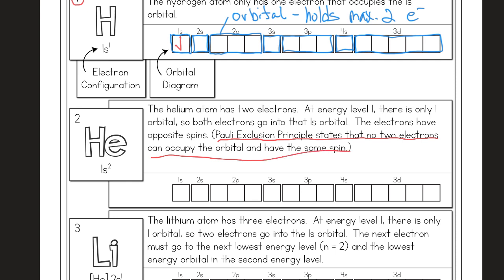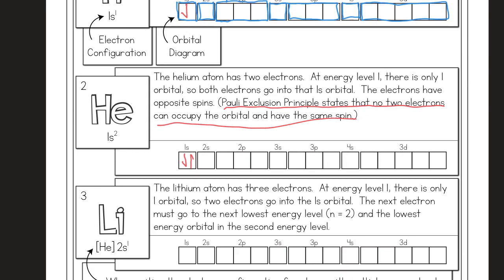So how we're going to draw this is one electron spinning down, the other electron spinning up. Remember, electrons have negative charges. Those electrons are not going to want to get anywhere close to each other, so by spinning in opposite directions, they can exist in the same orbital.